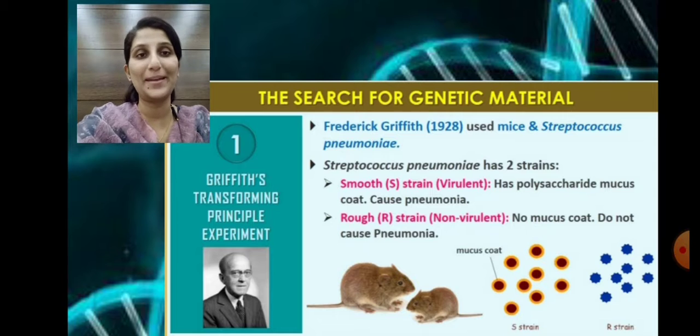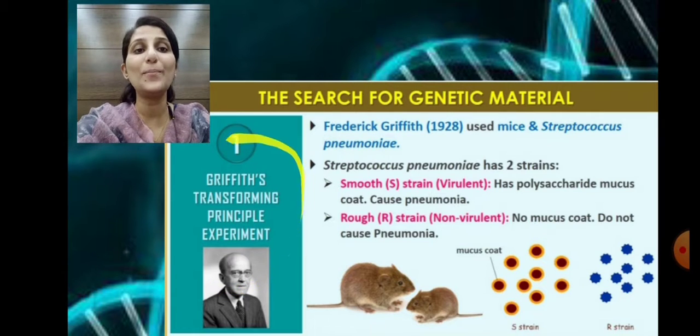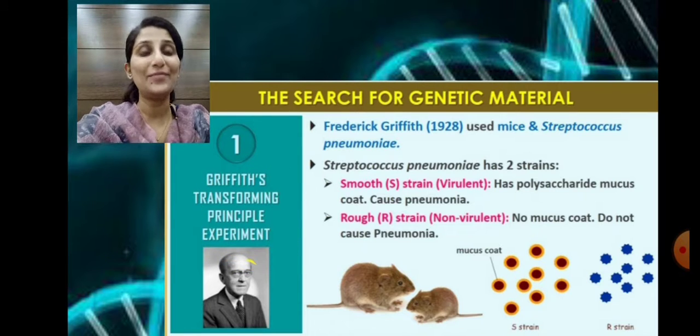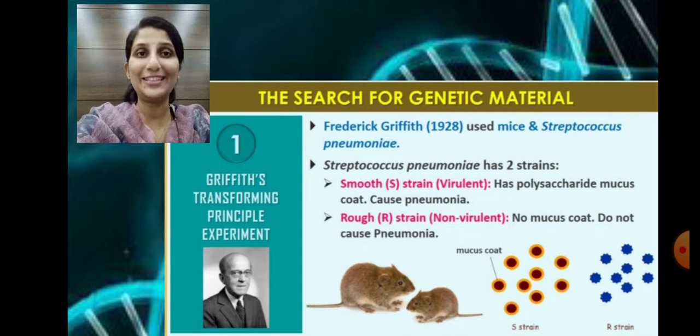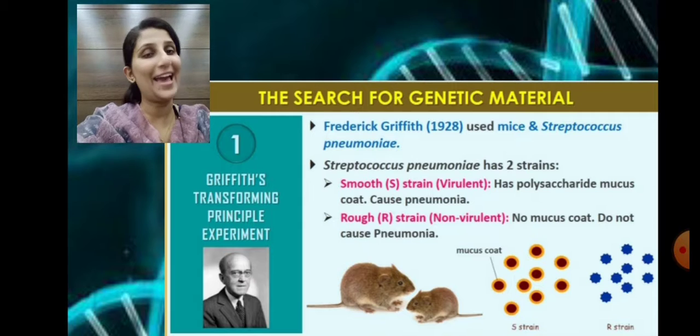The first experiment is the Griffith's transforming principle experiment. The name of the scientist is Frederick Griffith, in the year 1928. His experimental material was Streptococcus pneumoniae, a bacteria which causes pneumonia. Along with Streptococcus pneumoniae, mice were also used. So the two experimental materials were the mice and the bacteria which causes pneumonia, namely Streptococcus pneumoniae.